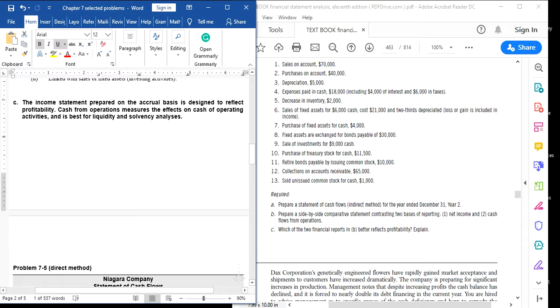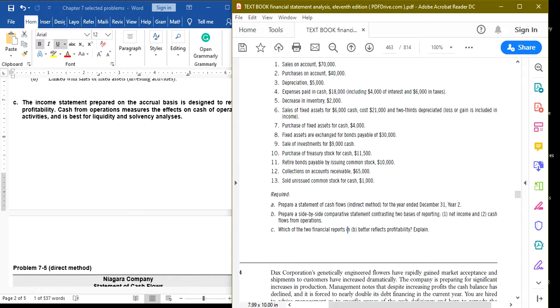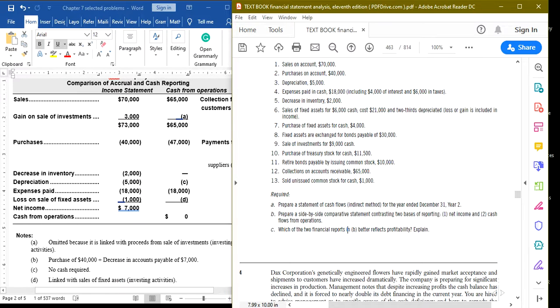Okay, the income statement prepared. Okay, this is the answer of the C part. It's not moved through. Which of the two financial reports in B better reflects profitability? Certainly it is the income statement, which indicates the profitability of the company.